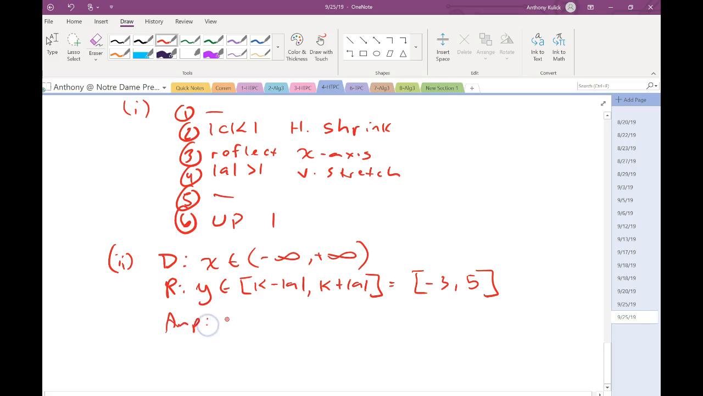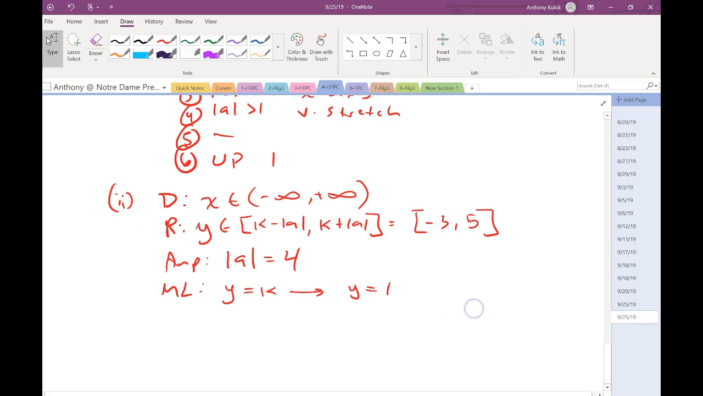The amplitude is just the absolute value of A, so that's 4. The midline is y equals k, so that's just going to be y equals 1. The period is 2 pi times the absolute value of c, so that just becomes pi. And then the frequency is the reciprocal of the period, so that's just going to be 1 over pi.